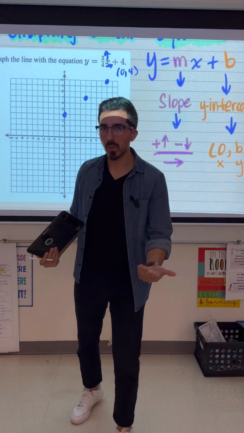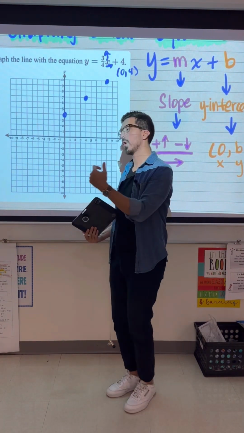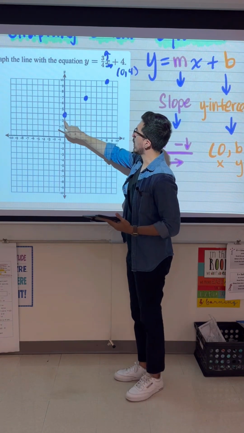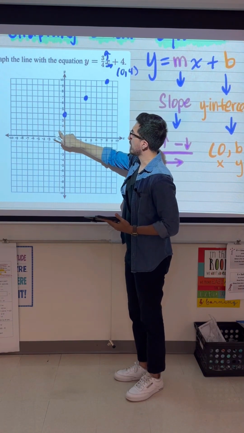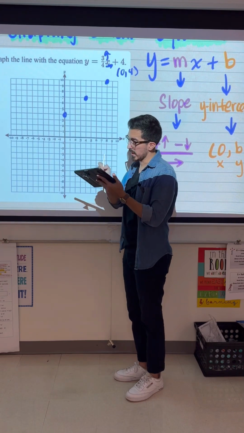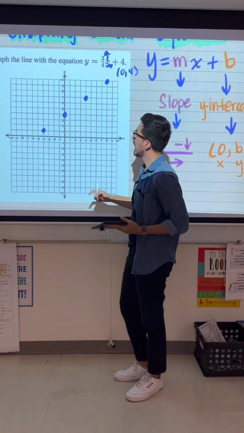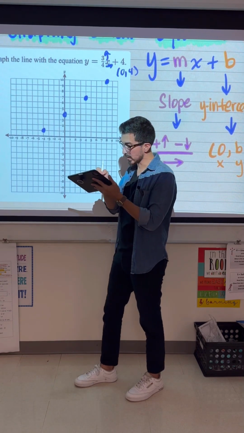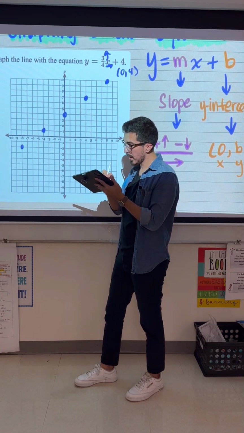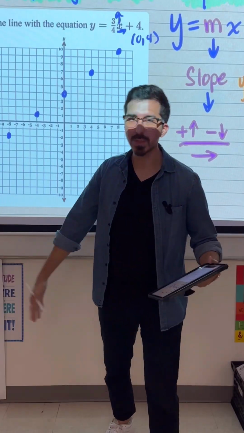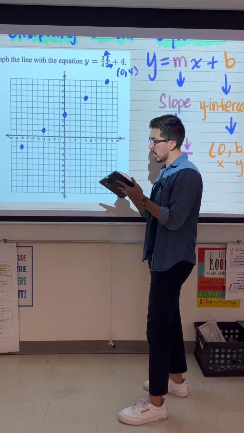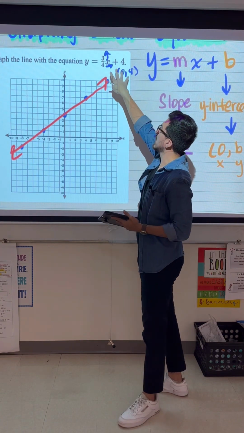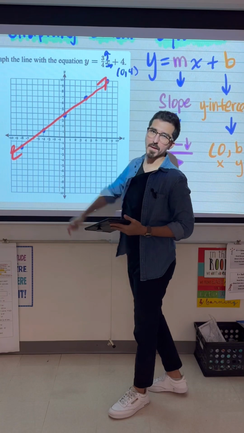If I wanted to work backwards, you do the opposite. Instead of going up 3, right 4, I'm going to go down to the left. So go down 3, 1, 2, 3. Opposite, so left, 1, 2, 3, 4. So here's another one right here. Bam, bam. And we can go again one more time. So there's a point right here. Now I have enough points to accurately draw my line. So I'm going to draw my line real quick. Boop, bam, bam, bam. And that's it. That's how you take something in slope-intercept form and graph that line.